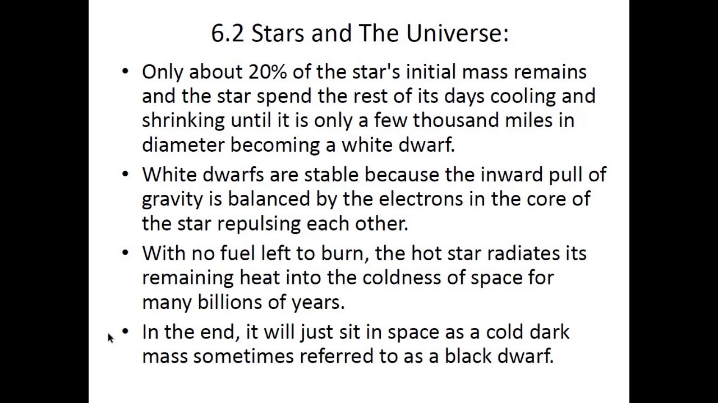White dwarfs are stable because the inward pull of gravity is balanced by the electrons in the core of the star, the carbon atoms repulsing each other. With no fuel left to burn, the hot star radiates its remaining heat for billions of years, and in the end it would just sit in space as a cold dark mass, which is sometimes referred to as a black dwarf.